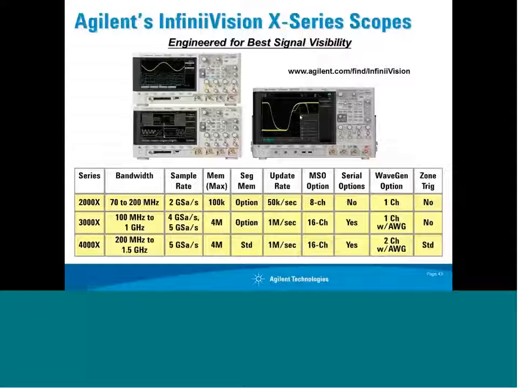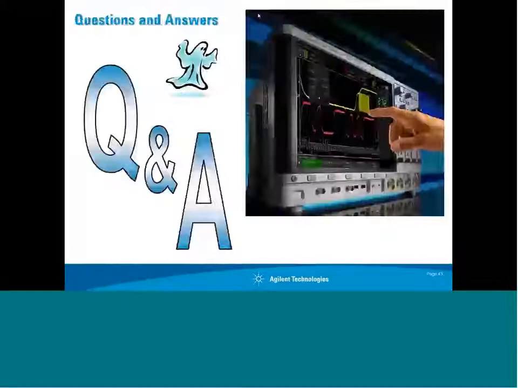Also, what I might mention about this family of scopes, virtually everything is upgradable. So if you have a limited budget, you can begin with a lower bandwidth scope, say a 200 megahertz bandwidth scope in the 4000 series. You could later upgrade to 350 or 500 or 1 gig or 1.5 gigahertz. You can add serial bus options later. You can add various options. You can even add the digital input channels, what we call an MSO. Virtually everything is upgradable. The only thing that's not upgradable is the number of analog input channels.